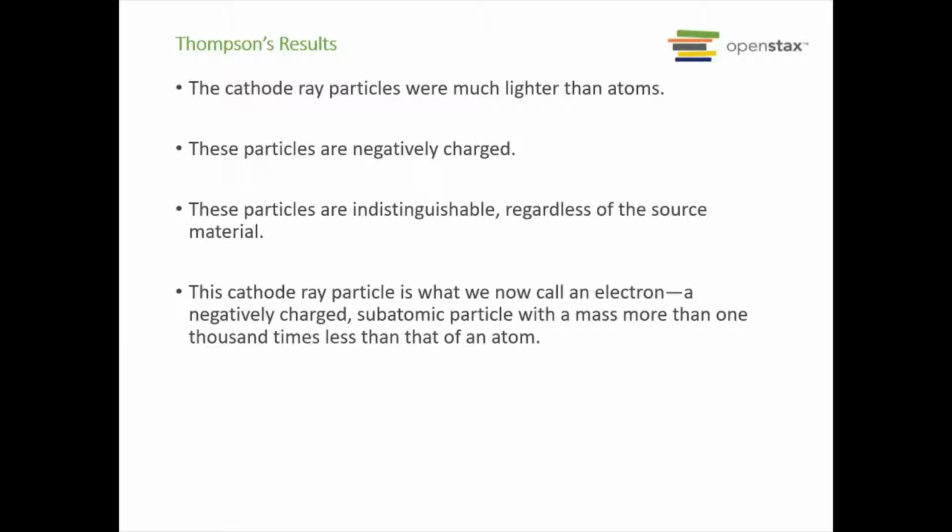But the other thing he noticed was that they're indistinguishable. It didn't matter what the material was that was providing these negative particles, they all seemed to be exactly the same. So this cathode ray particle is now called the electron, which is a negatively charged subatomic particle with a mass more than 1,000 times less than that of an atom. Super, super small, and basically weightless.